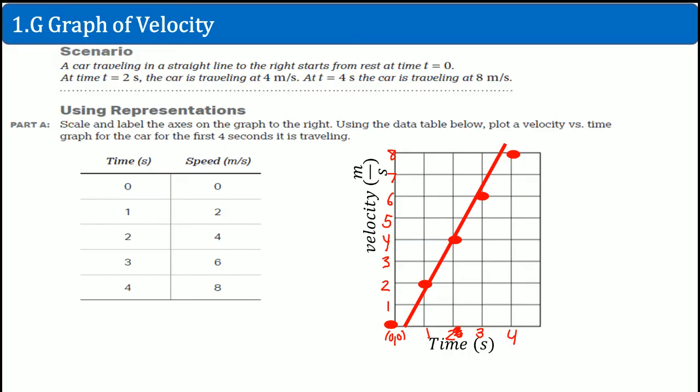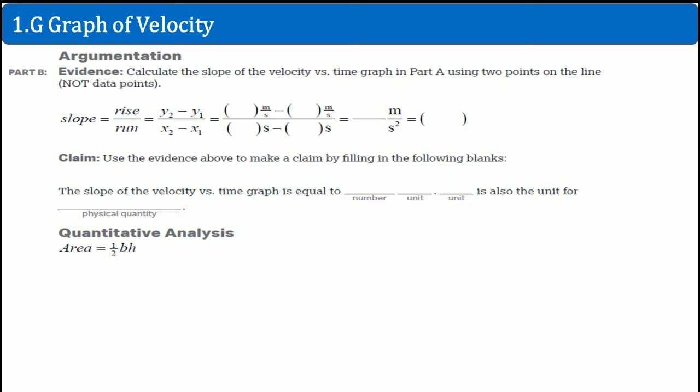They say don't use data points, but it's very hard to not use data points because these are all perfect. So you know what? My first point is going to be 3. I don't want to use fractions. You know what? I'm just going to cheat. I am going to use the data points. It's so much easier.